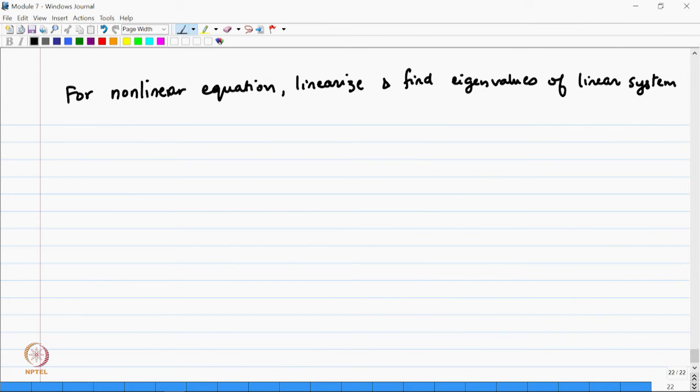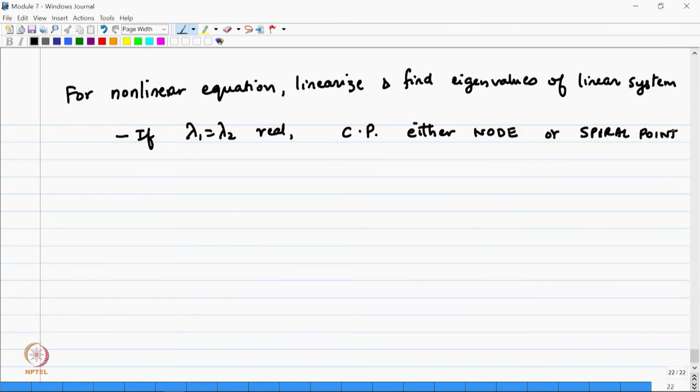Now, if lambda 1 equal to lambda 2 and it is real, then the critical point of the nonlinear system is either a node or a spiral point. So, for the nonlinear system, it's either a node or a spiral point.